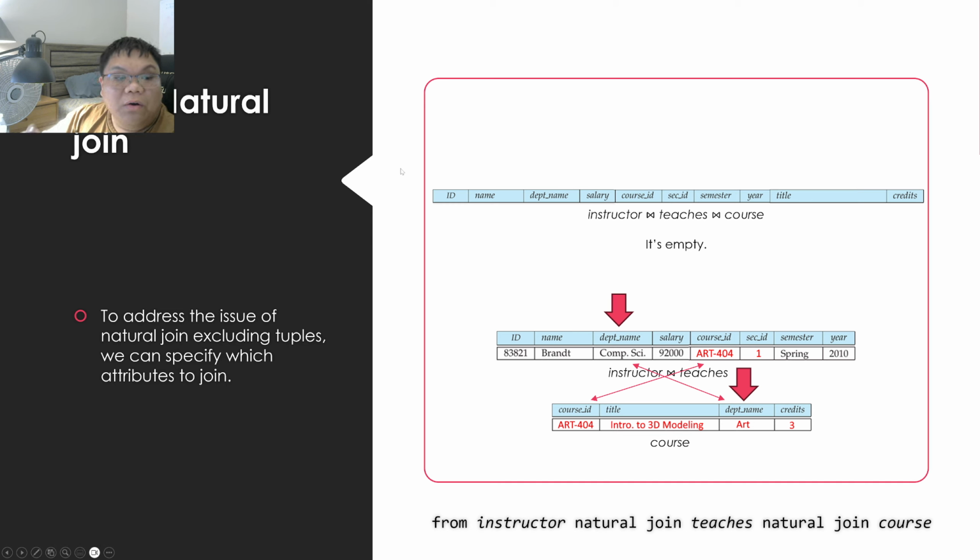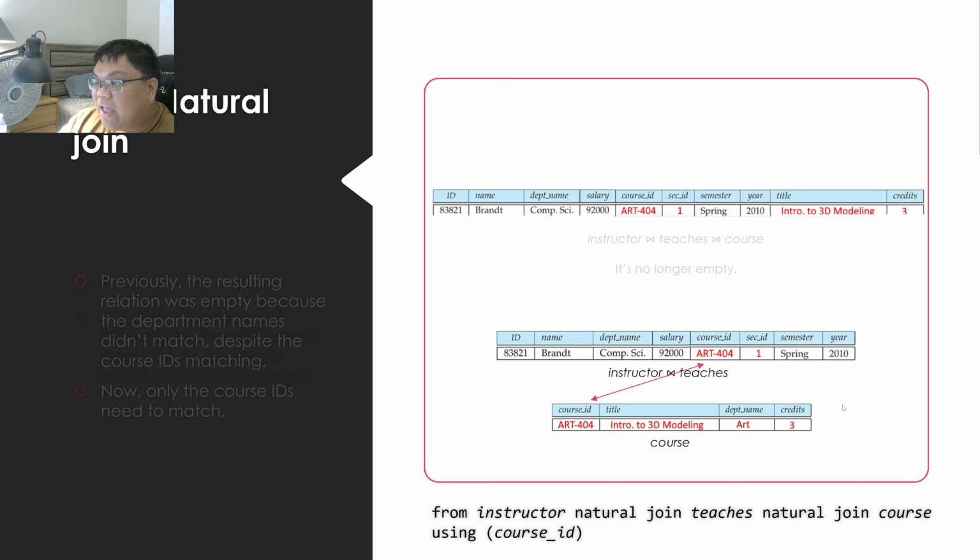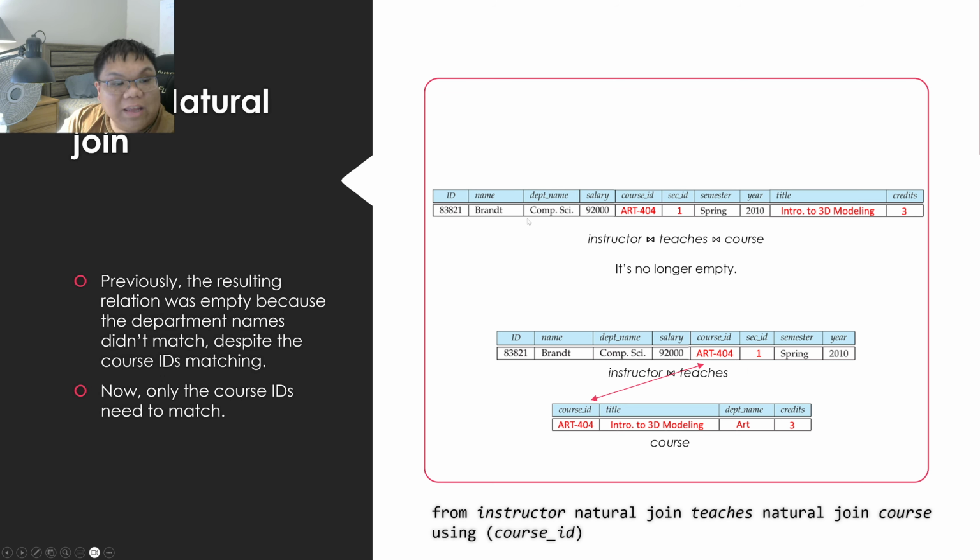We can specify which attributes to join. So let's modify our from clause and add using course ID. If we add that, it basically says, only match along the course ID. And when we do that, even though department name does not match between these two rows, it doesn't matter because we're not considering that. What we're only considering is the course ID. And only the values for course ID need to match. And because of that, our table's no longer empty.